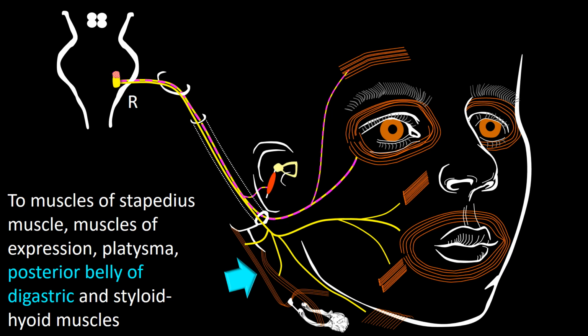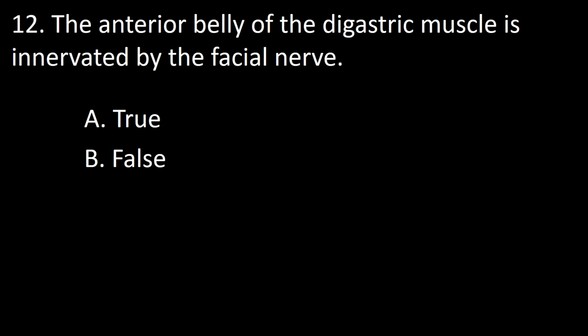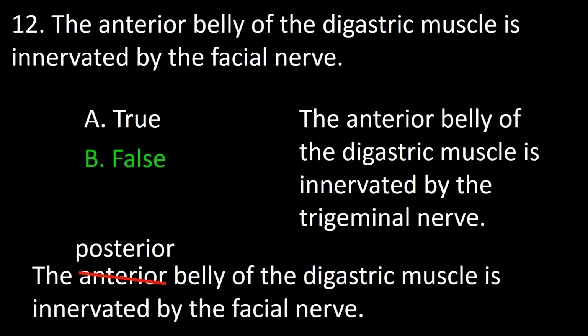Another muscle innervated by the facial nerve is the posterior belly of the digastric muscle and the stylohyoid muscle. These two latter named muscles are important for respiration. So the answer to this question is B. It is the posterior belly of the digastric muscle that is innervated by the facial nerve.